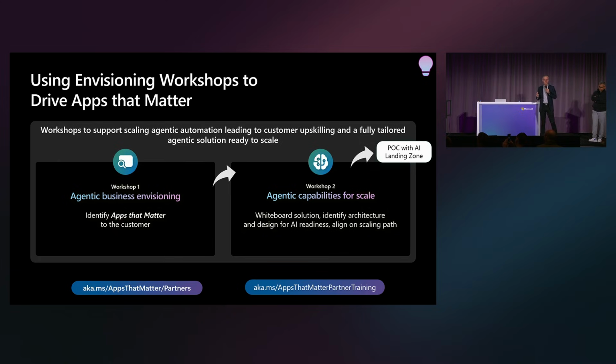And for that purpose, we've developed 2 workshops that are designed to be executed one after another. One is Agentic Business Envisioning, which is a workshop that will help your customer to identify apps that matter. And then you continue with more detailed, usually full-day workshop, focused about agentic capabilities for scale. During that workshop, you and your customer will whiteboard a solution, identify an architecture, assess customers' AI readiness, and develop a path to scale those use cases in production.